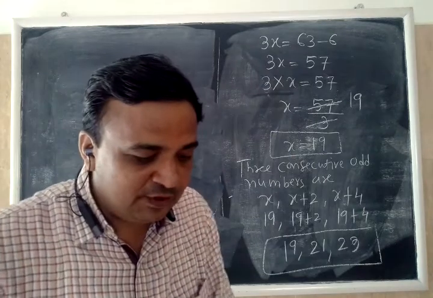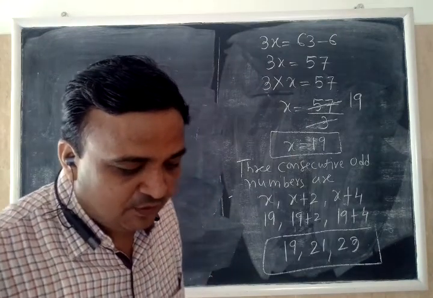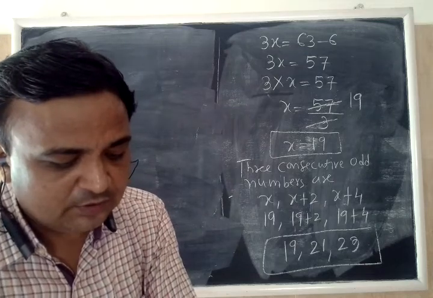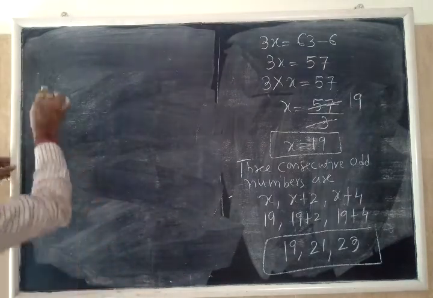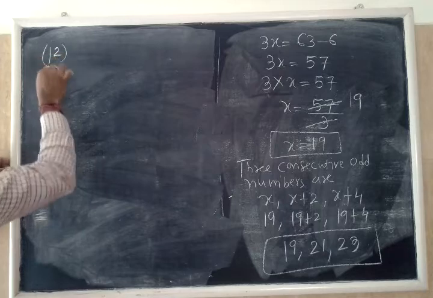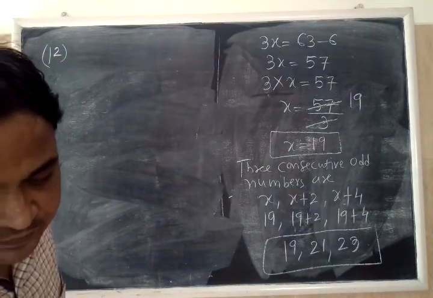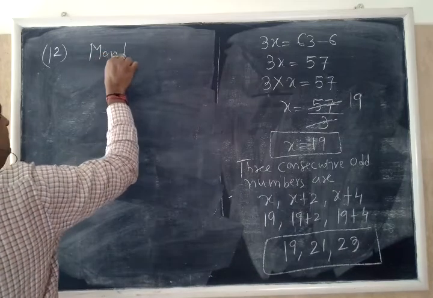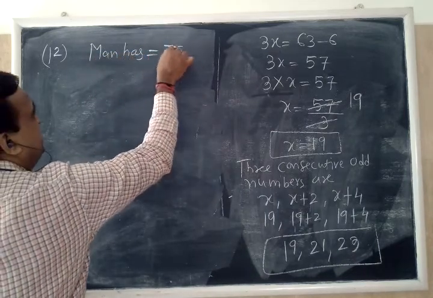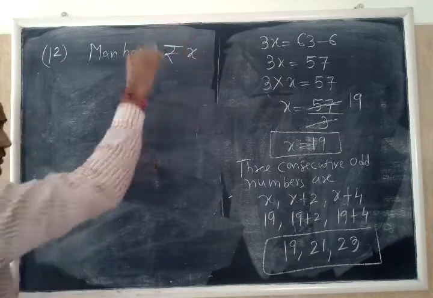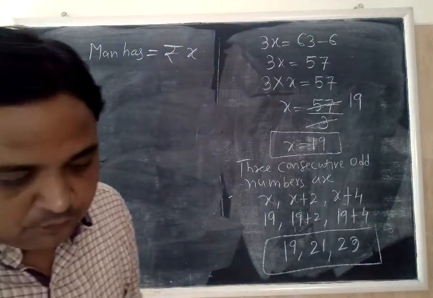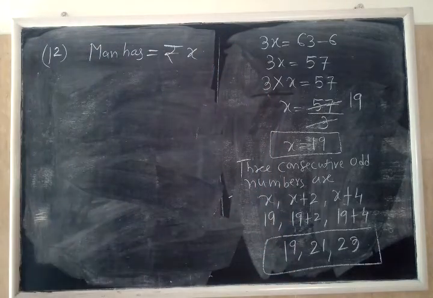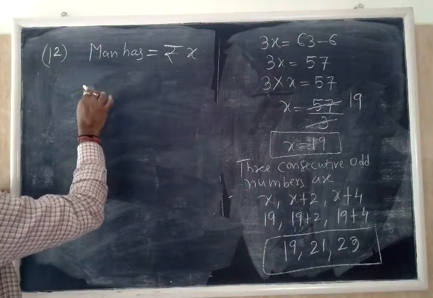That is why this linear equation is interesting, because next year we will go to 8th, so we have to develop higher order thinking and creativity. A man has X rupees, from which he spent rupees 6.